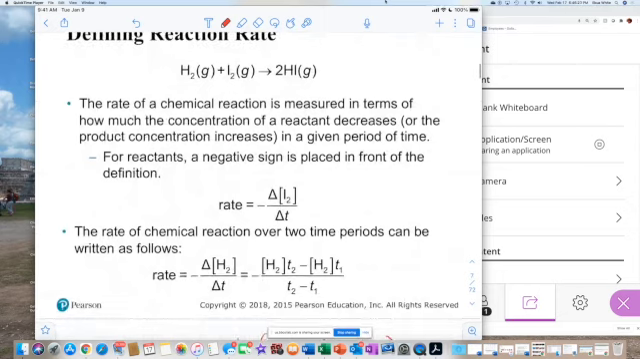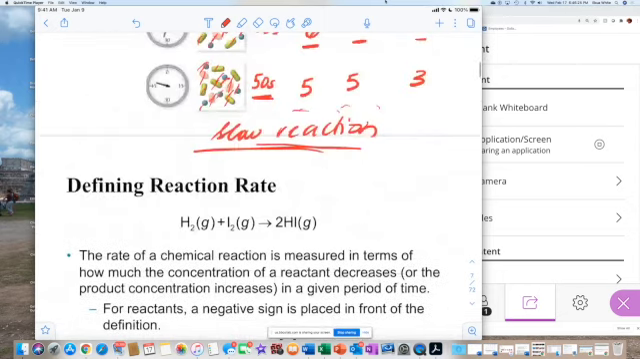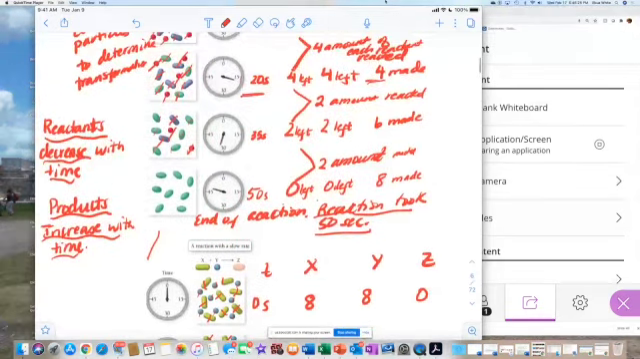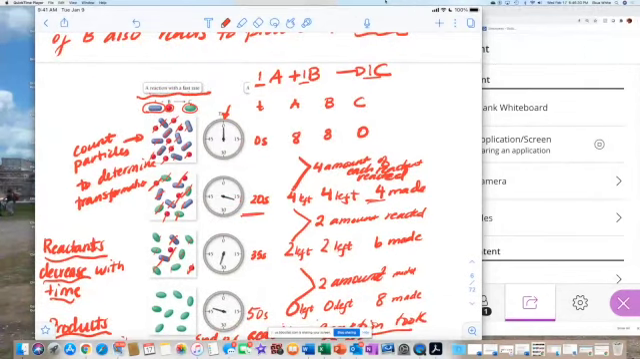Okay, now we're looking at defining reaction rates. So the first one here, I would argue this is defining the reaction rate by looking at a picture. So you want to make sure you know that.